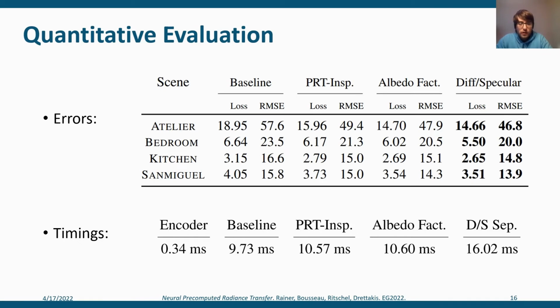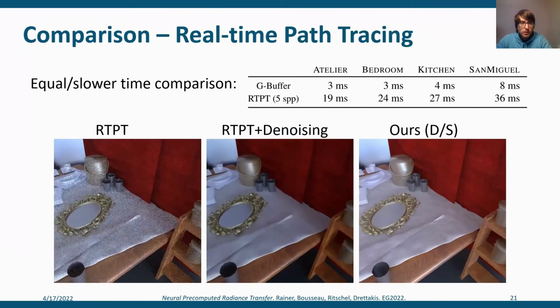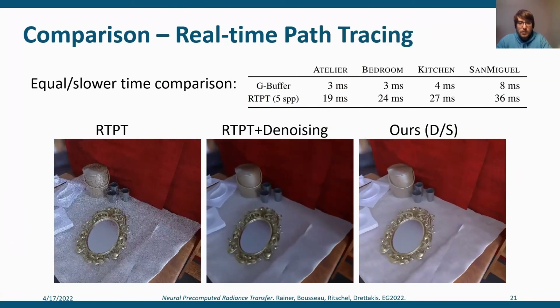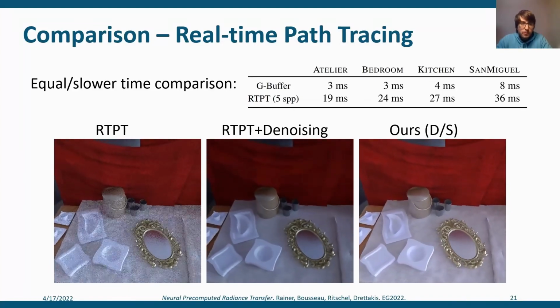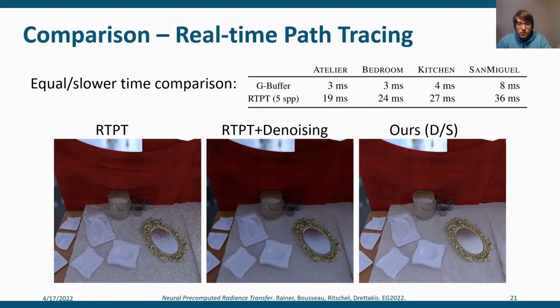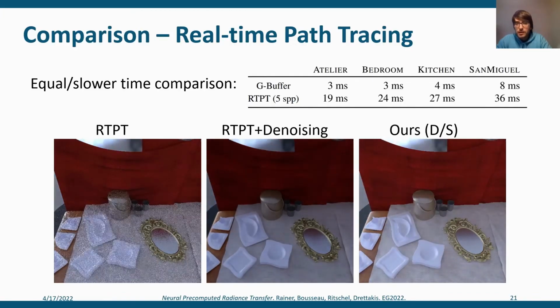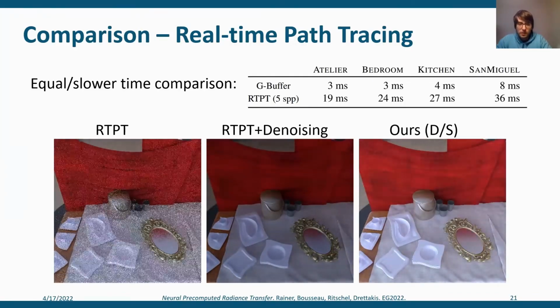One more thing about the timings. We use the slowest of our timings, so the diffuse specular separation, to adjust the budget that we give to all our comparisons. So all the real-time methods that we compare against have slower rendering times than our slowest design. So for instance, with real-time path tracing, this allows us a budget of 5 samples per pixel. And on a simpler scene like this, the results on individual frames are decent, but the temporal inconsistency of the denoising is really noticeable.